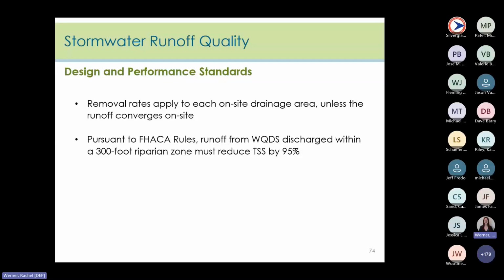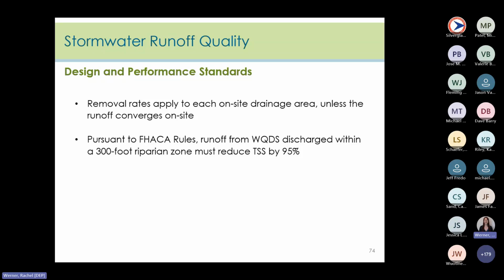This means that if all the runoff converges to one point of analysis, the design engineer may choose to overtreat some areas, say to 90%, and undertreat other areas, say to 50%, to achieve a weighted average of 80% TSS removal across the site. However, again, removal rates must be achieved for each point of analysis. You cannot average different points of analysis.